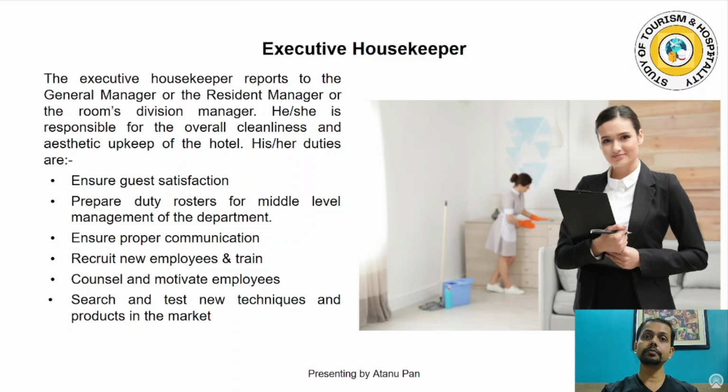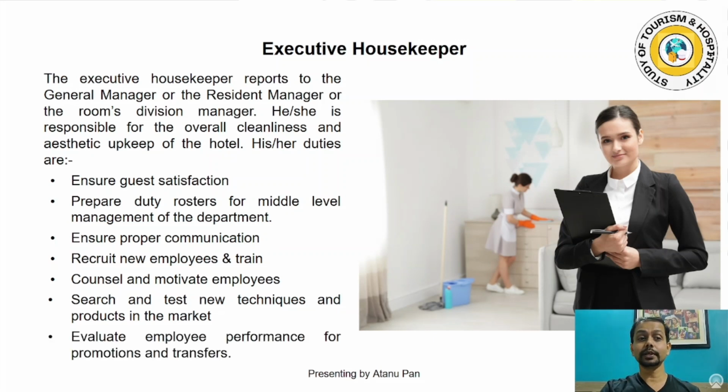Now if any person or any executive does not become upgraded, what will happen? There is a failure, and guest satisfaction will hamper. So that's why the executive housekeeper always searches for new techniques and keeps upgraded with the market trends. And the executive housekeeper also trains the employees regarding the new trends.